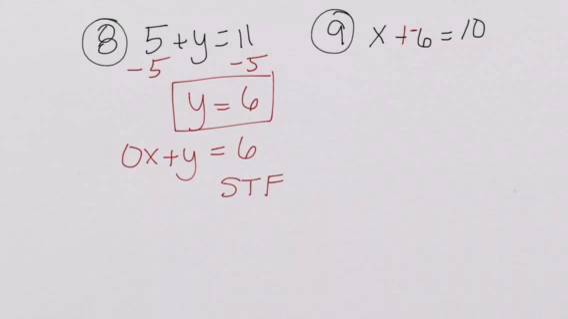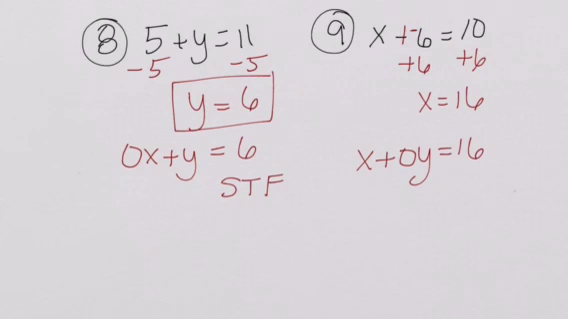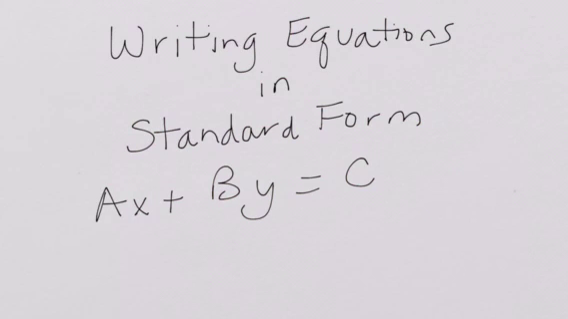We add a line and change the sign to our minus 6 over here on number 9. We're going to go ahead and zero pair out our 6. So we have x is equal to 16. Again, some people would say, nope, that's not standard form. But it is, because you can write x plus 0y is equal to 16. And remember we said the a or the b could be 0 and it could still be in standard form. So because that is in standard form, then we have x is equal to 16 in standard form. And that's how you write an equation in standard form.